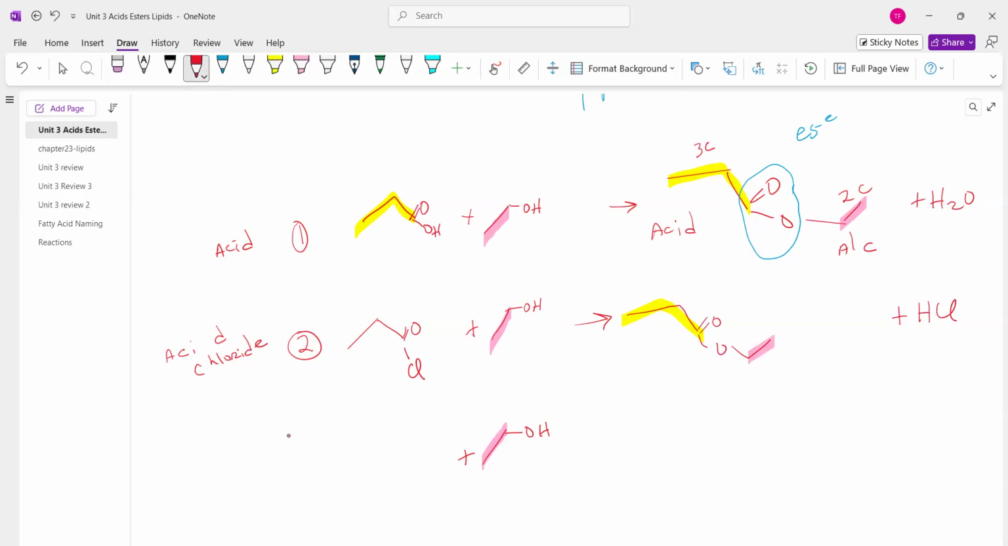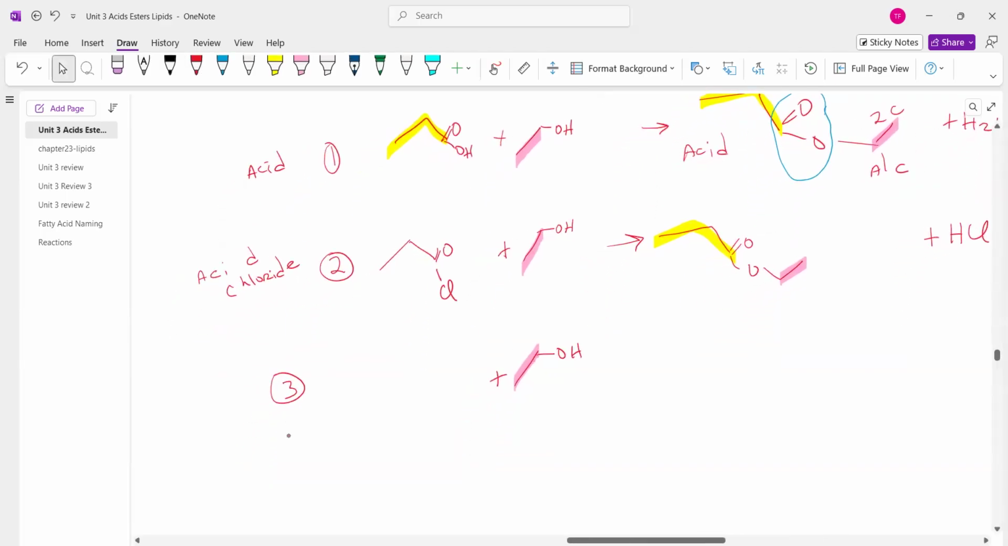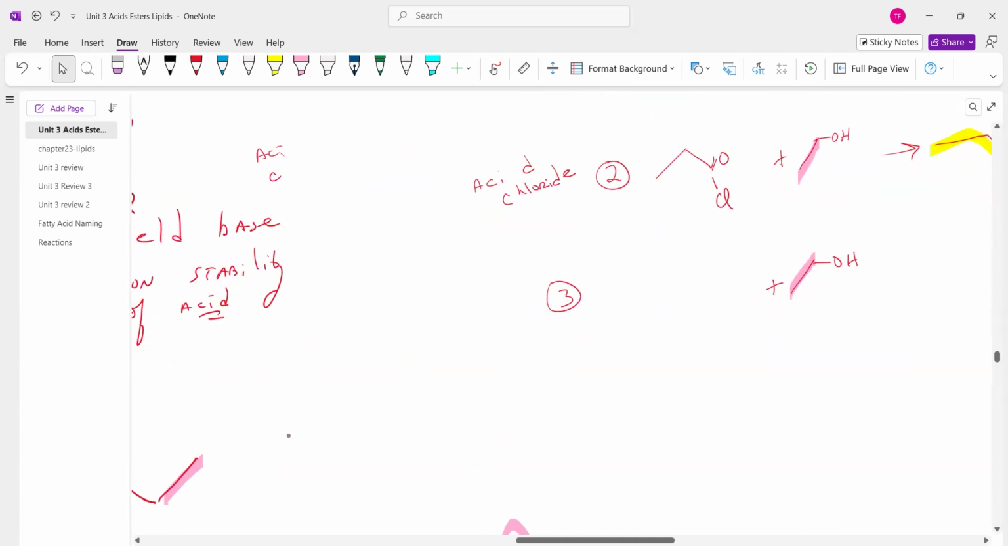And then the third way is when we use an anhydride, which is the most common way. An anhydride is two acids coming together to form two esters at the same time. So let me give you an example of an anhydride. Okay, so that's an anhydride.